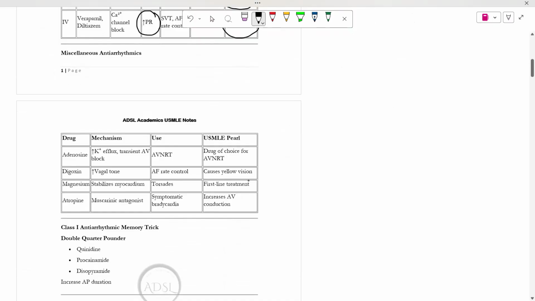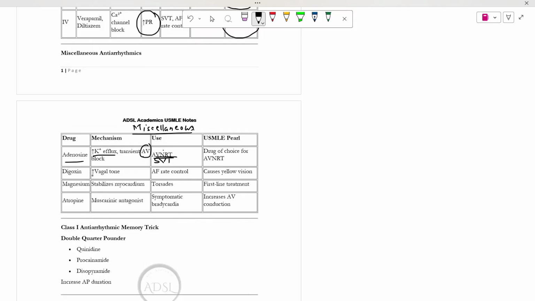Apart from that, there are certain miscellaneous ones which don't come in type 1, type 2, type 3, type 4. One of them is adenosine. This is very good for supraventricular tachycardias, AV nodal reentrant tachycardias. They increase the efflux of potassium and they will transiently block the AV node. Now, since they are blocking the AV node, that is why they are important for AV nodal arrhythmias.